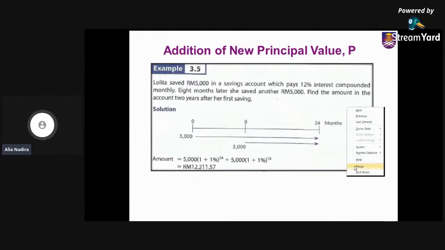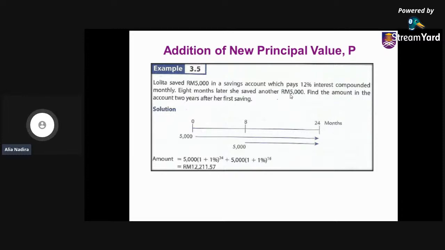Now let's look at another addition of new principal. Lolita saved 5,000 ringgit in a savings account which pays 12% interest compounded monthly. 8 months later, she saved another 5,000. So she added another 5,000. We want to find the amount in the account 2 years after her first saving.